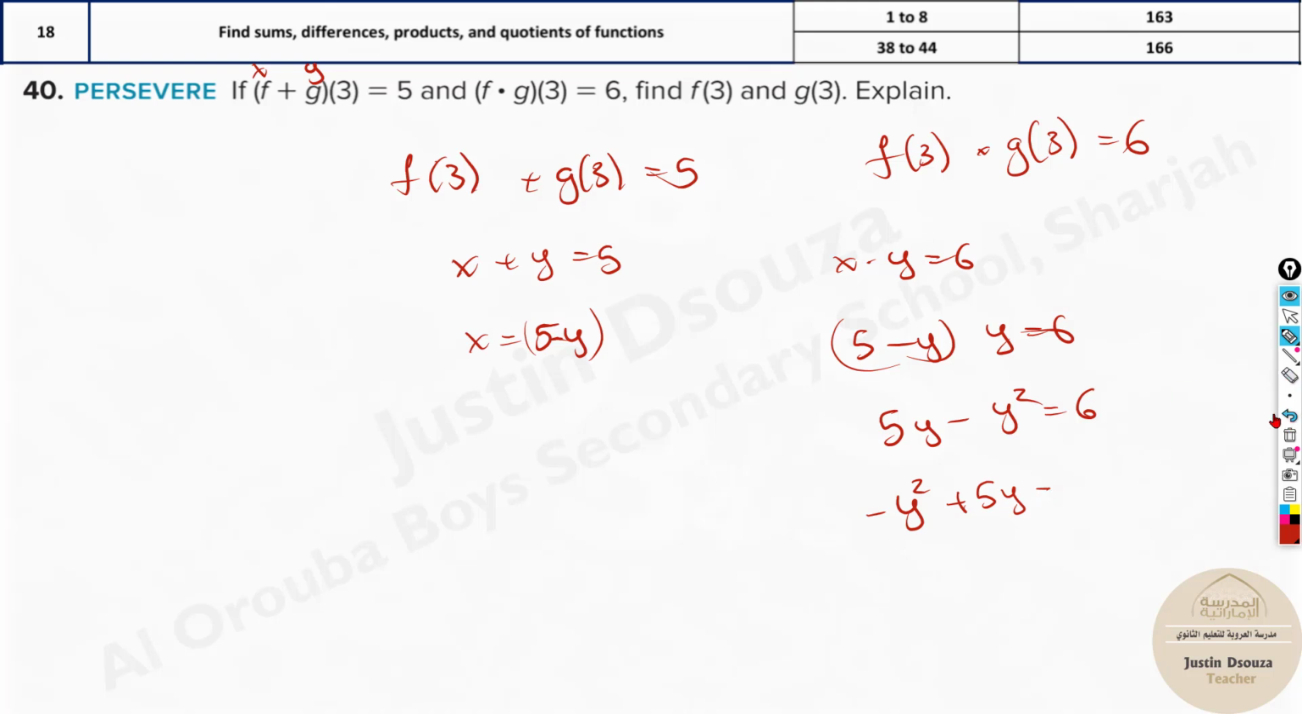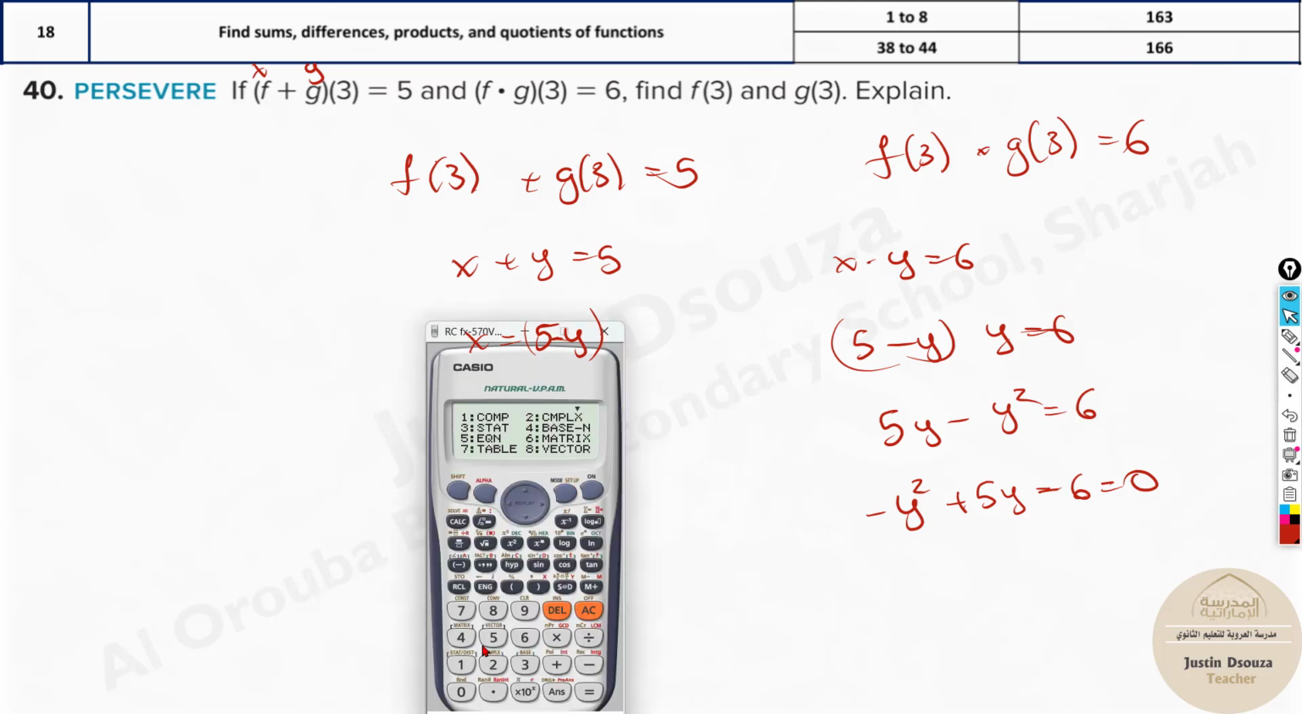Sorry, minus 6 is equal to 0. You can leave it like this or change the sign. It's fine. Now to find the y value, you should use your calculator. All you do is mode, 5 and 3. And the coefficients are -1, 5 and -6. The answer is 3 and 2.